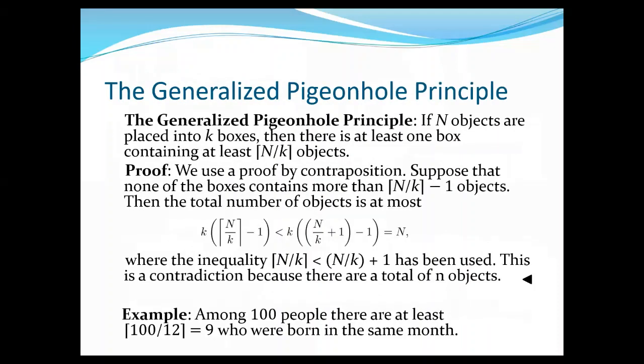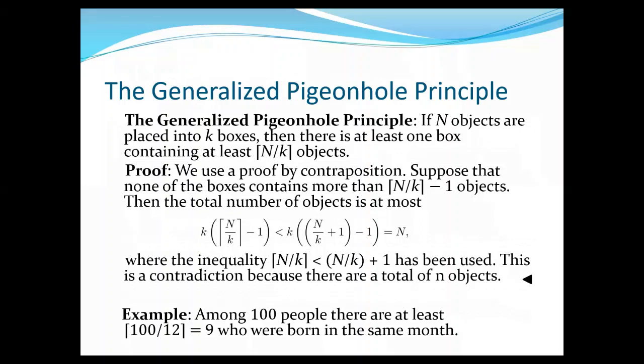To generalize our pigeonhole principle, if n objects are placed into k boxes, then at least one box contains at least ceiling of n divided by k objects. This symbol, if you forgot, is the ceiling. Ceiling means round up. So it means the round up of n divided by k objects.